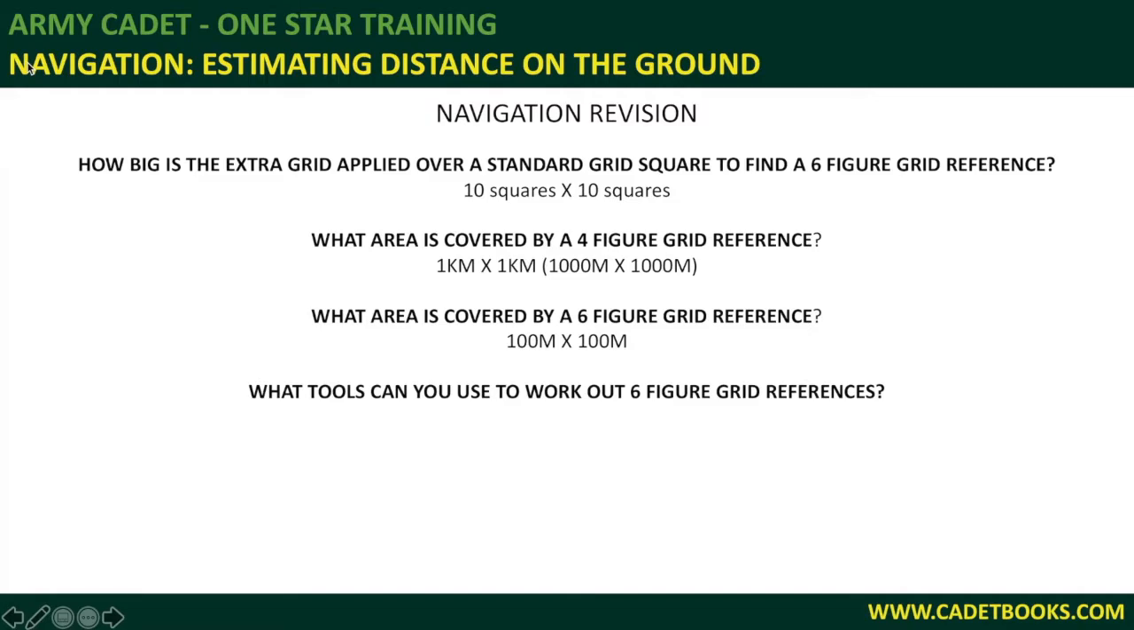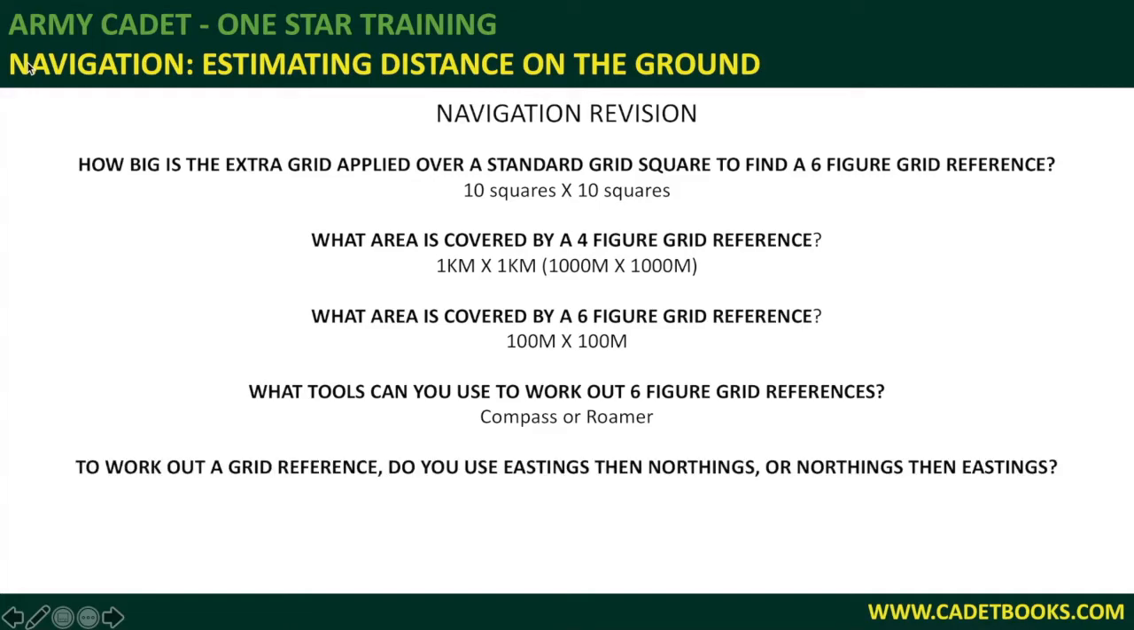What tools can you use to work out a 6-figure grid reference? A compass or a roamer. To work out a grid reference, do you use eastings then northings or northings then eastings? Eastings then northings. Remember, along the corridor, then up the stairs.